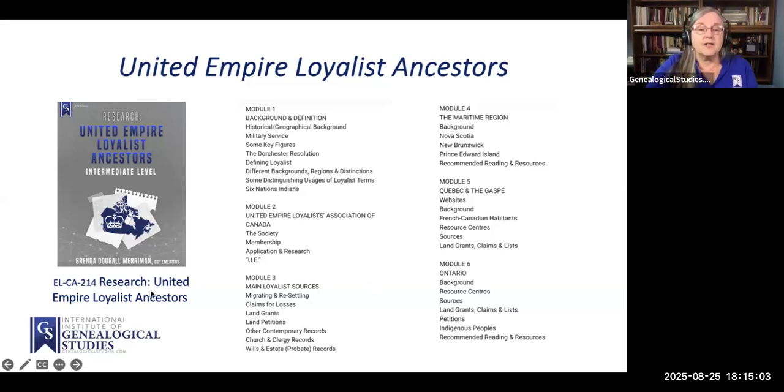And so it's important to not only find out who your loyalist was and what they did, but also where they settled, to know where to find records for them that then possibly can give you clues back to the colonies and to find out where they came from.